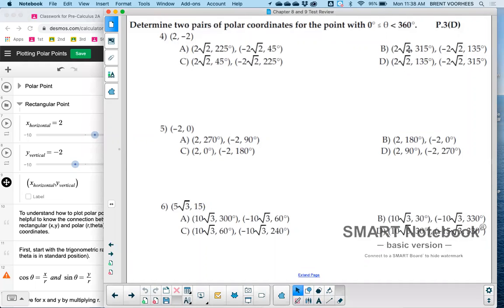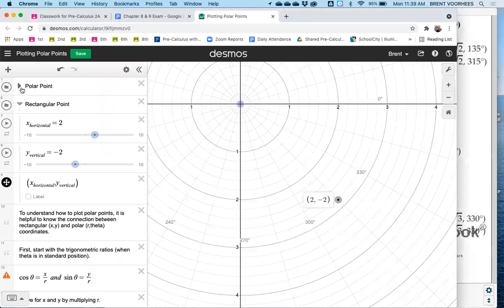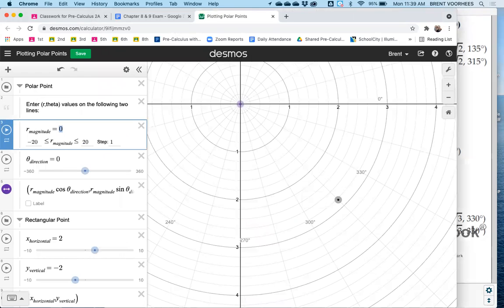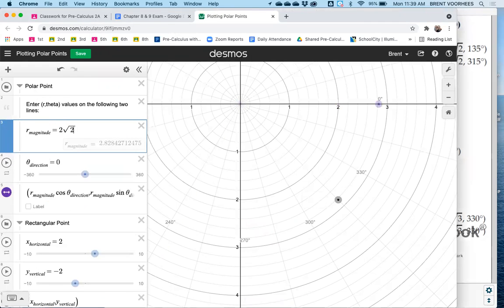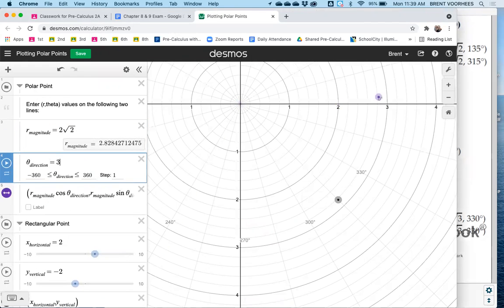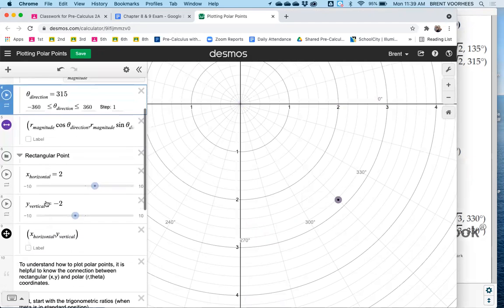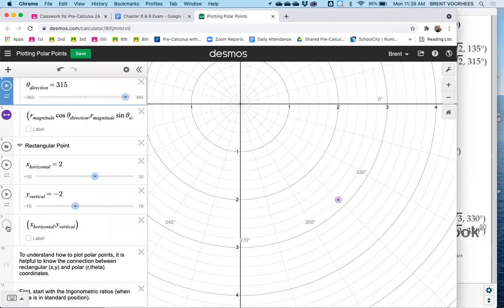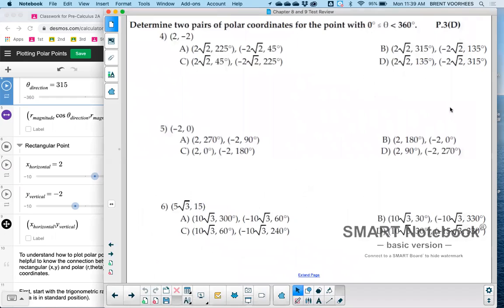I see B says 2 square roots of 2 at 315. So I'm going to test this. I'm going to go to my polar and type in 2 square root of 2 at 315 degrees. Now I want to compare the 2 points, and I can flash it here, and you can see these two match up. When I flash these points, you'll see that the graphs do overlap. So this right here would be the correct answer. That 2 square root of 2, 315 is a correct point.